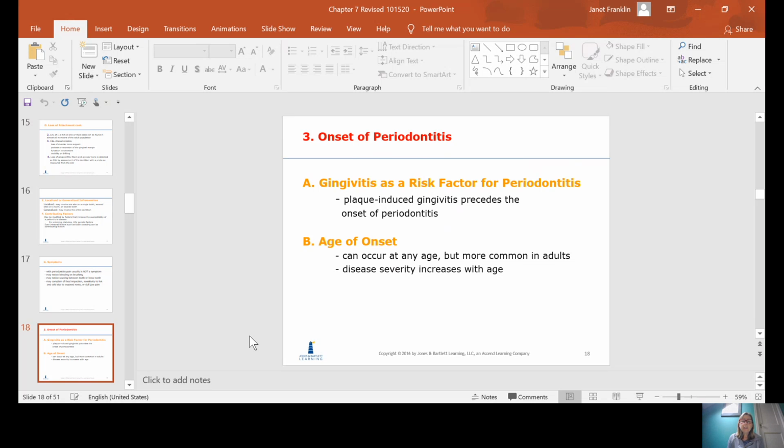Onset of periodontitis. So gingivitis as a risk factor for periodontitis. Plaque-induced gingivitis precedes the onset of periodontitis. So all periodontitis is preceded by gingivitis, but not all gingivitis results in periodontitis. Age of onset can occur at any age, but is more common in adults, and the disease severity increases with age. As a patient continues to age, there are a lot of changes that occur, and there are several reasons why the severity becomes worse with age, and we'll explain those later.